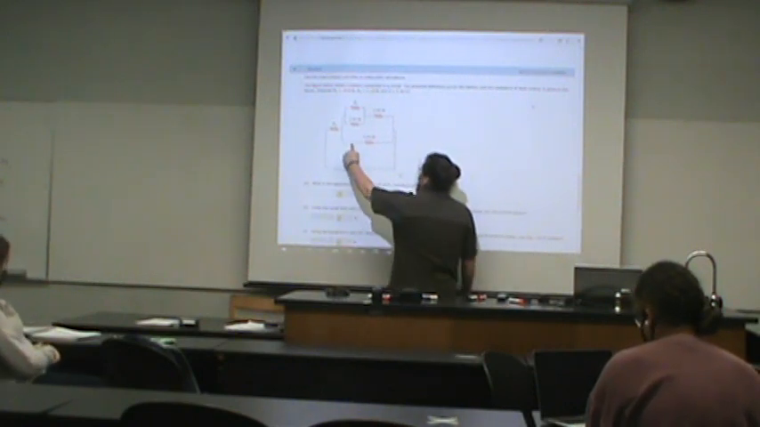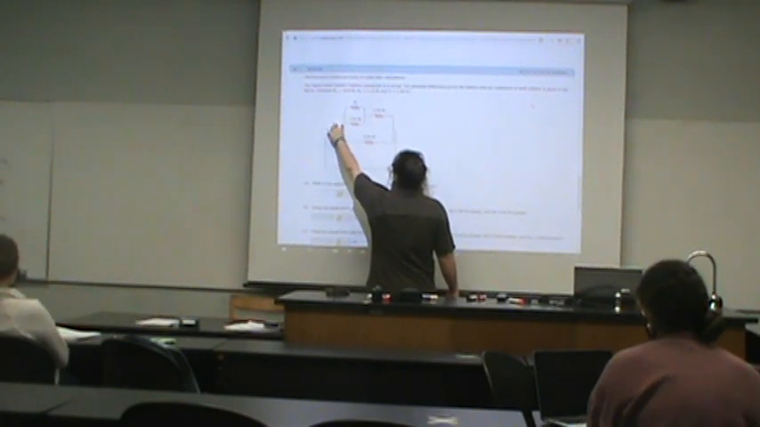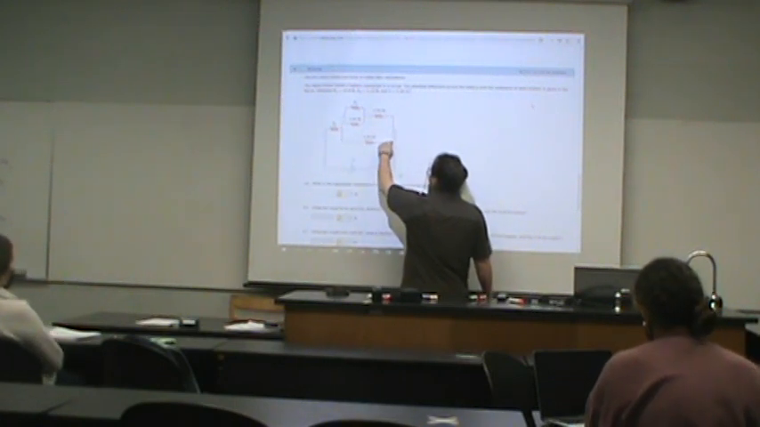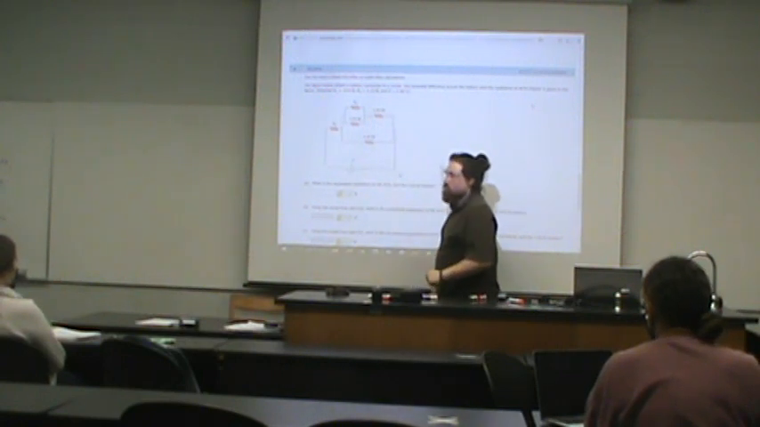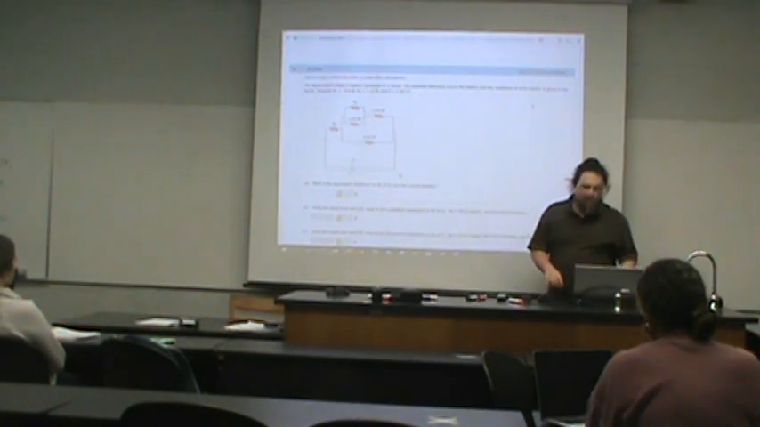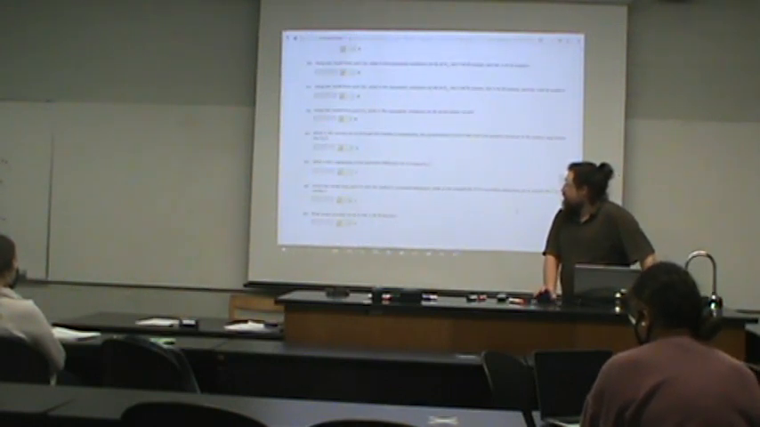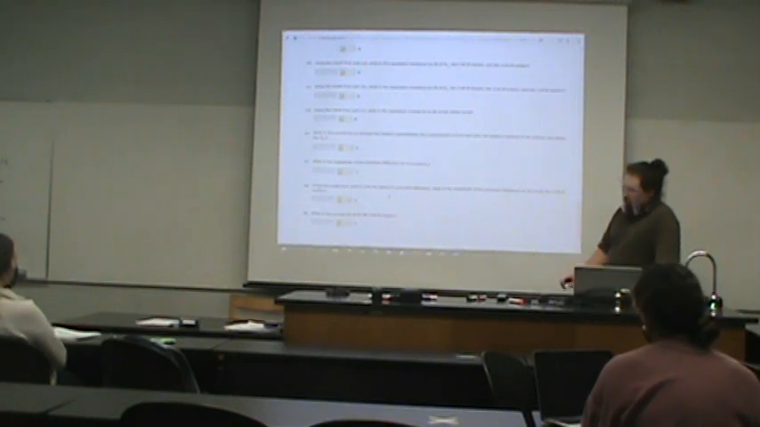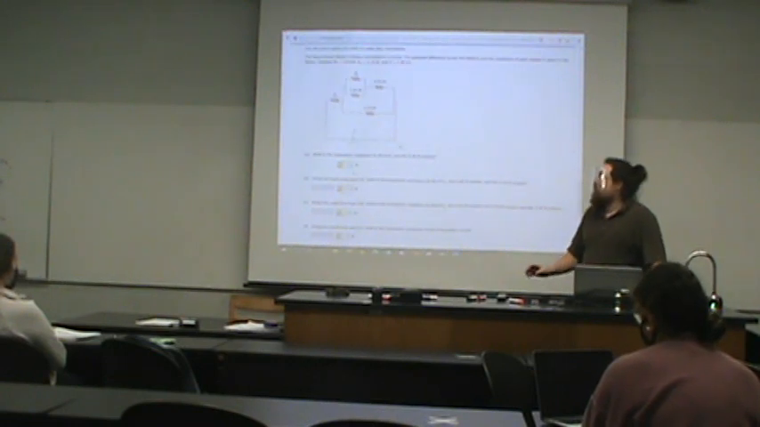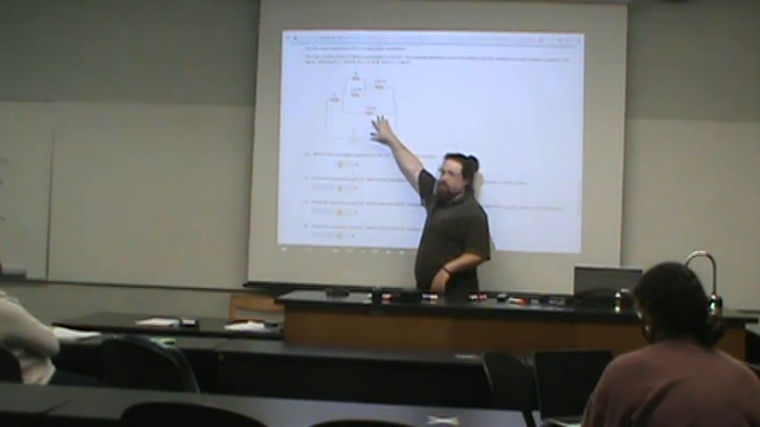Then we get to here. At this point, the current is going to split. Some of it's going to go here, some of it's going to go down the rest of this pathway. Now, the question isn't asking necessarily about how the current is going to split. What we are asked for part G is what is the magnitude of the voltage drop across the 3 ohm resistor. And it's going to be the same one on everyone's page, because that's part of the image.